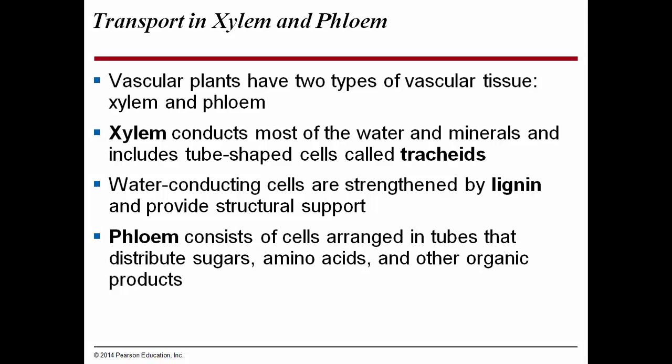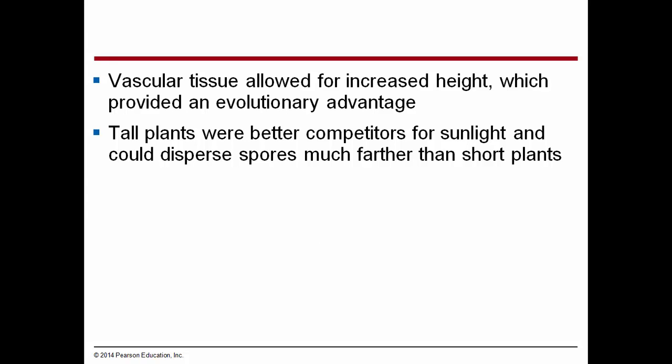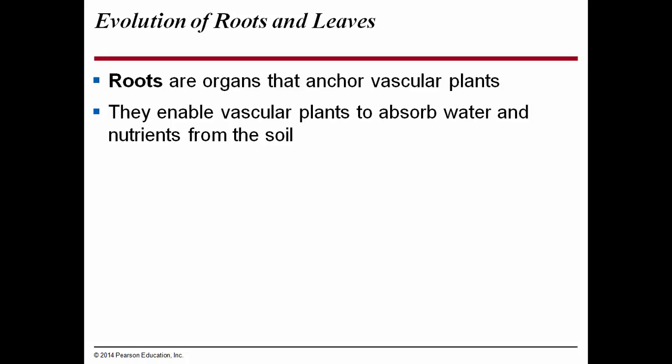Water-conducting cells are strengthened by lignin. Lignin is the carbohydrate that is used to strengthen the structure of the xylem. The phloem consists of cells arranged in tubes that distribute sugars, amino acids, and other organic products. Vascular tissue allowed for increased height, which provided an evolutionary advantage. Tall plants were better competitors for sunlight and could disperse spores much farther than shorter plants.